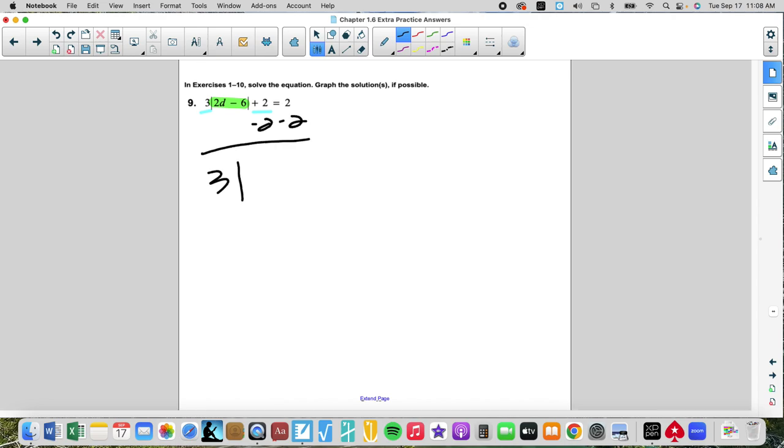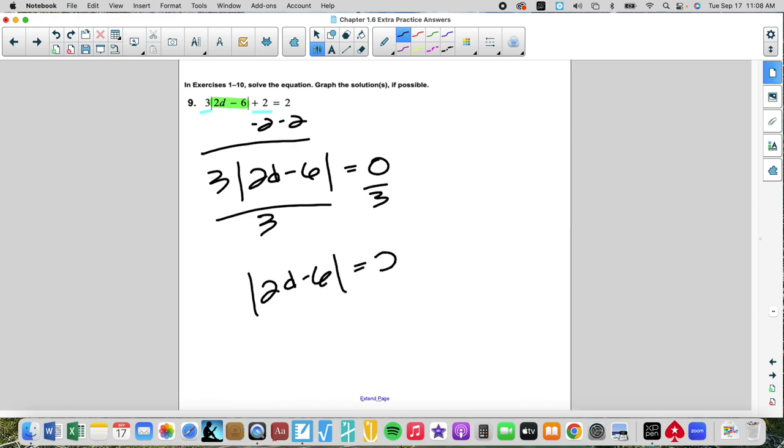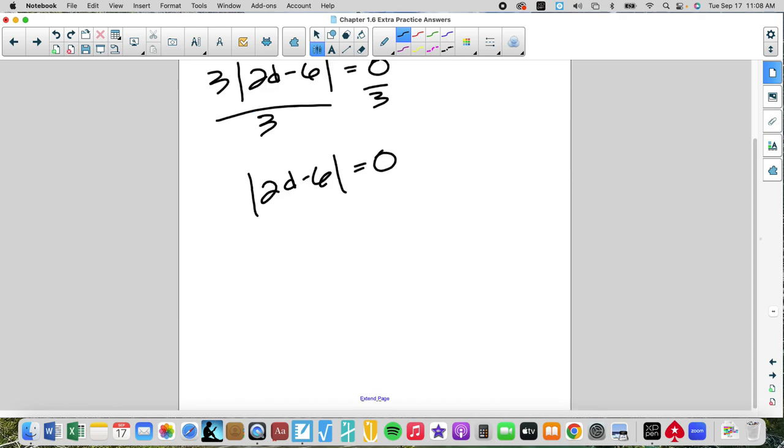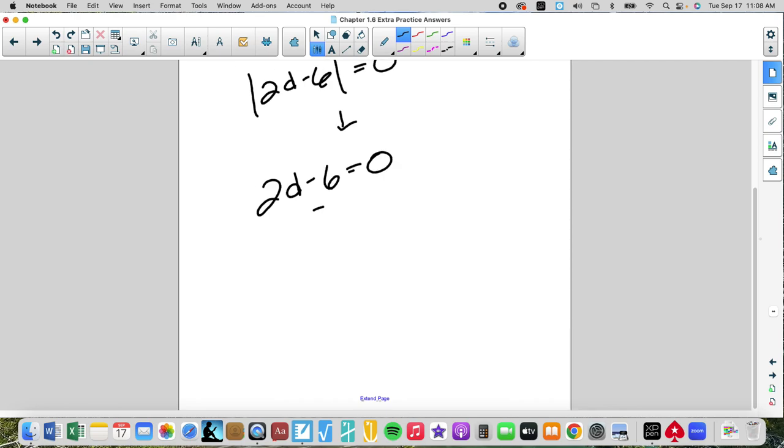We have 3 times the absolute value of 2d minus 6 equals 0. Let's divide by 3. We have the absolute value of 2d minus 6 equals 0. Hey, there's no two statements. They're the same statement. It's positive and negative, so we don't have to. This is a unique problem where we can drop off the absolute value because they have the same distance away.